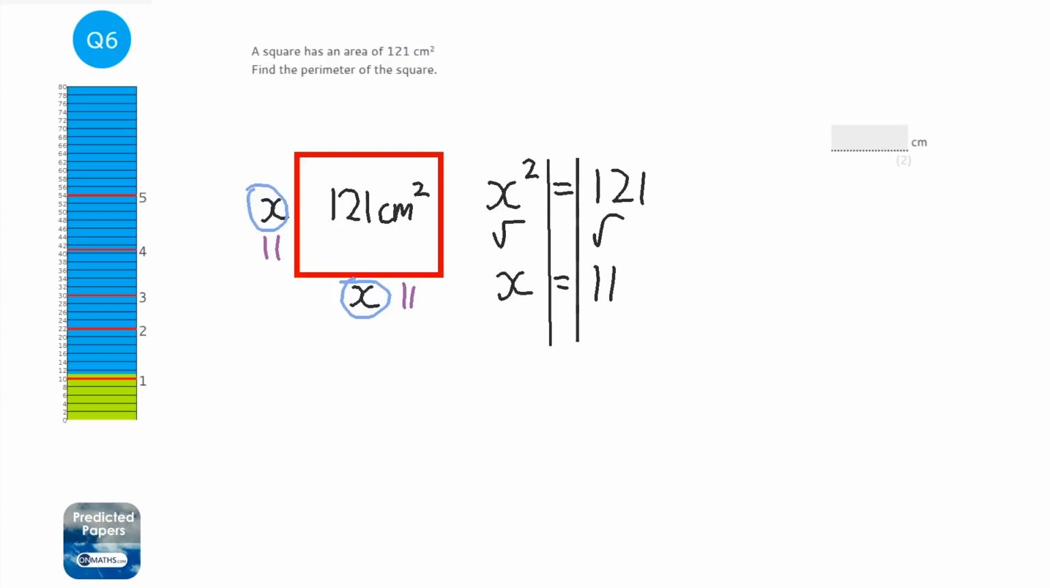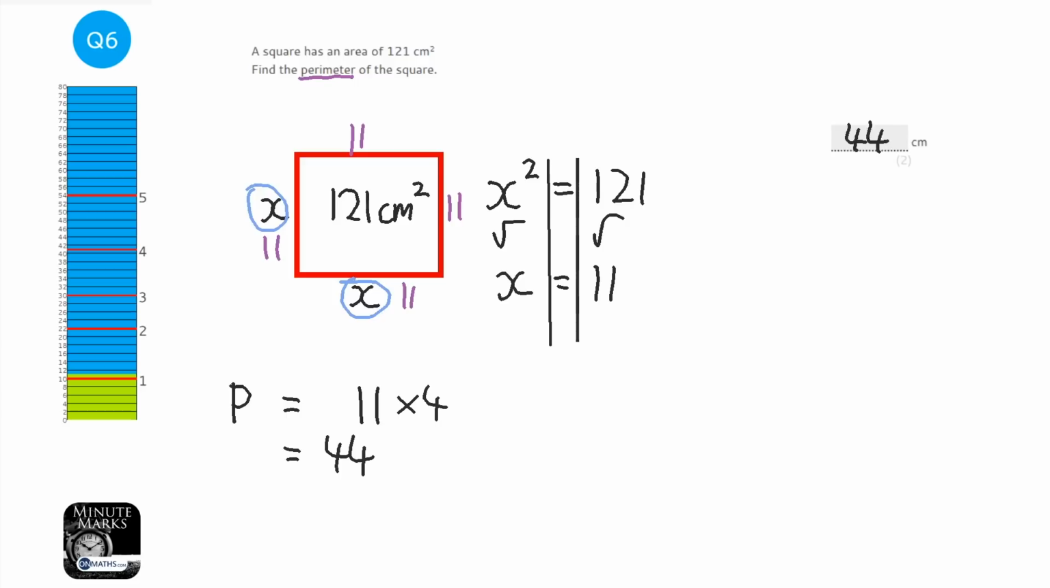Now the temptation is to think, right, I've got the answer 11, but it's asked for the perimeter of the square. So I know perimeter is the distance around the square, and each side is 11. So it's 11 plus 11 plus 11 plus 11, or 11 times 4, which is the perimeter, which is 44. So the answer is 44 centimeters.